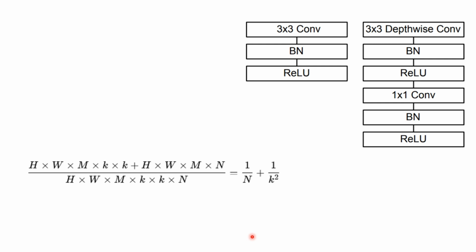The ratio of the computational cost between depth-wise separable convolution and a standard convolution is then 1 over n plus 1 over k squared. Since MobileNet uses a 3x3 depth-wise convolution, this results in 1 to 9 times fewer computations compared to a standard convolution.